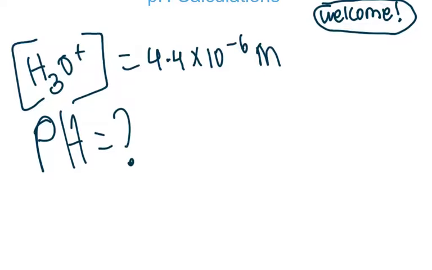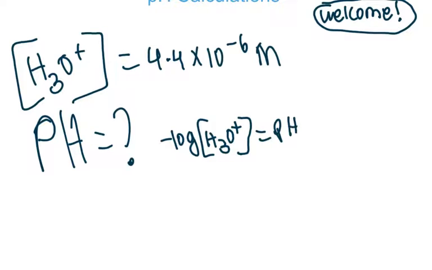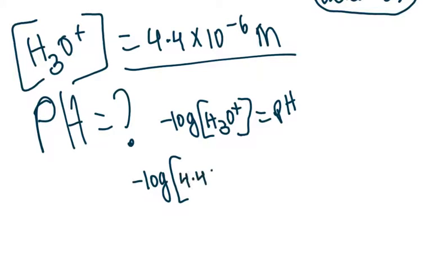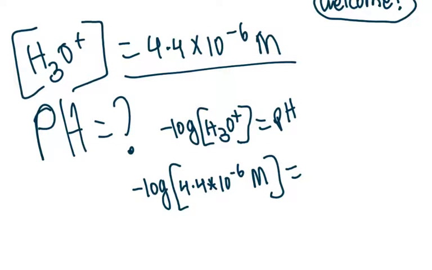Well, an important equation that we should know is that the negative log of the H3O plus concentration is equal to the pH, not the pOH, the pH. So here all we have to do is take the negative log of this value. The negative log of 4.4 times 10 to the negative 6th is equal to about 5.36. That's it. That's the pH.